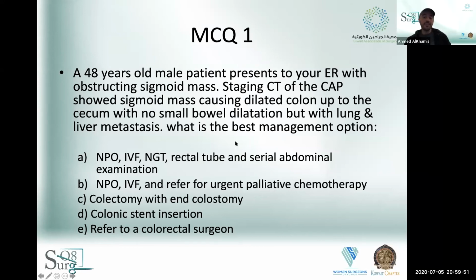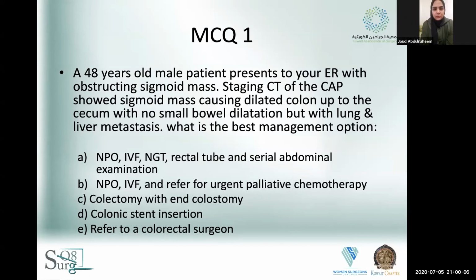So the answer, I think here it's reasonable to do a stent. Why? You have a young patient. The colon is dilated, but the small bowel is not, which means that they have a competent ileocecal valve. But they are stable. I didn't say that they are unstable, so I think you can stent them, and then you can bowel prep them appropriately, and do your surgery potentially electively later. So that's what I would choose. Or you can refer to me as a colorectal surgeon. I think these are the appropriate answers.